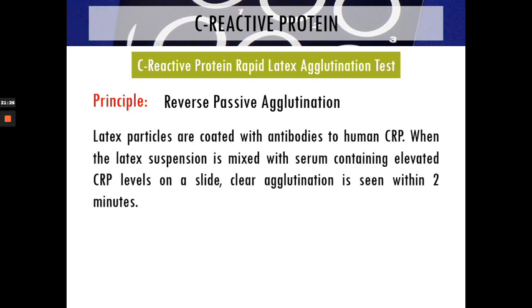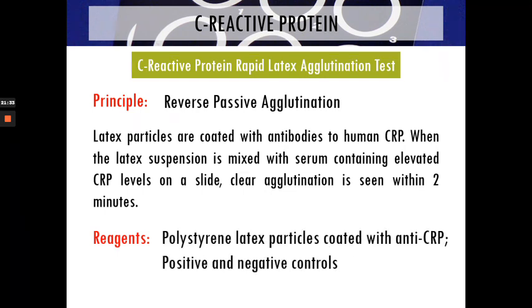All right? Ayan. So when the latex suspension is mixed, clear agglutination is seen within 2 minutes. Reagents, of course, polystyrene latex particles coated with anti-CRP. So again, that's the point. Reverse passive man siya. So when you say reverse passive, the latex particles or the carriers, artificial carriers, are coated with antibodies. So antibodies ang naa dito. So you're detecting in a way antigen. So in this case, our antigen in a way lang, quote unquote antigen, is your CRP.